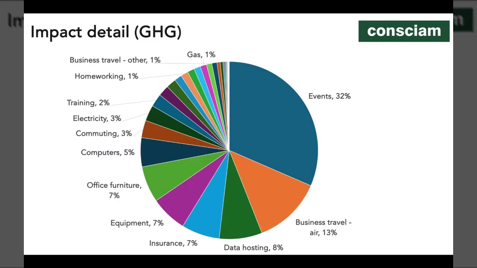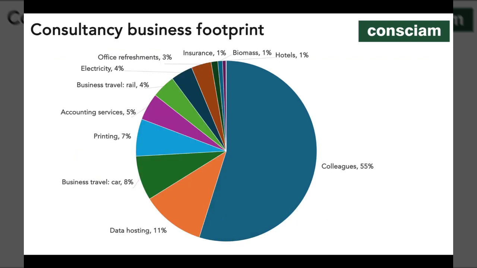And when we look a bit deeper into that organization's footprint, we can see that the bulk of their impacts, 32%, are in the events that they run. There's a lot of business travel, quite big impacts from hosting IT services, and then some other bits of procurement and purchases of equipment and furniture and things before we get round to that electricity as a small green slice at just 3%. And this is the same view, but this time for a consultancy firm.